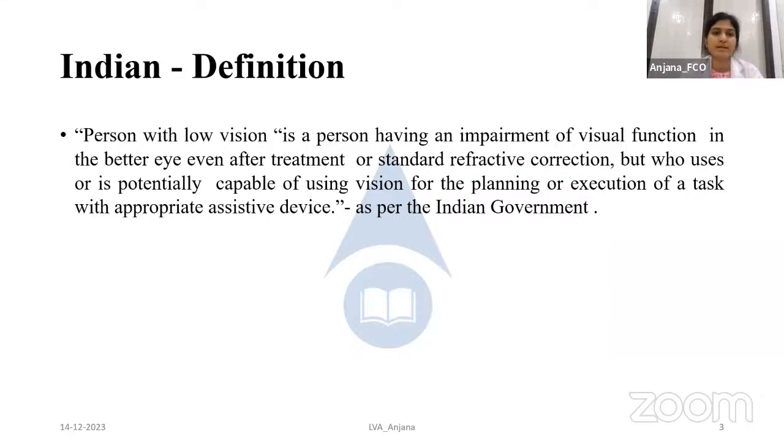Indian definition: a person with low vision is a person having an impairment of visual function in the better eye even after treatment or standard refractive correction, but who uses or is potentially capable of using vision for the planning or execution of tasks with appropriate assistive device as per the Indian government.